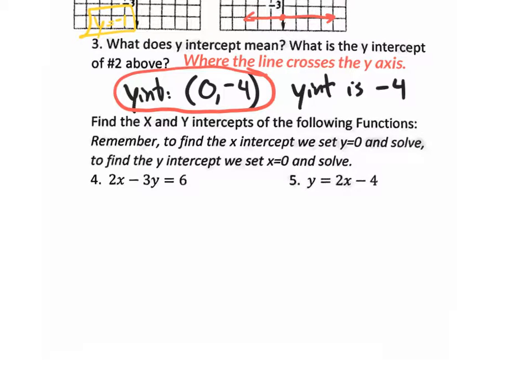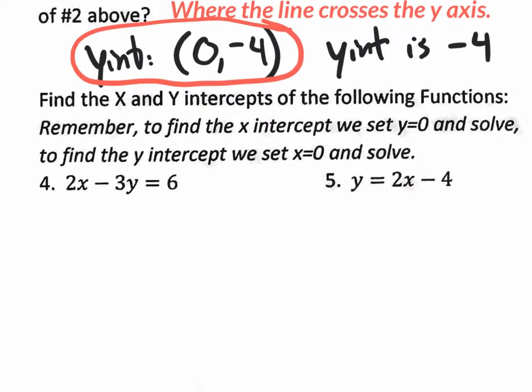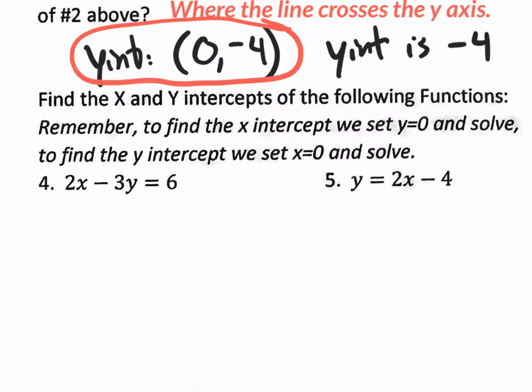It says find the x and y-intercepts of the following functions. Remember, to find the x-intercept, we set y equal to 0 and solve. To find the y-intercept, we set x equal to 0 and solve. So again, this is also from last semester. Remember the work I asked you to show? It would look something like this, the setup.